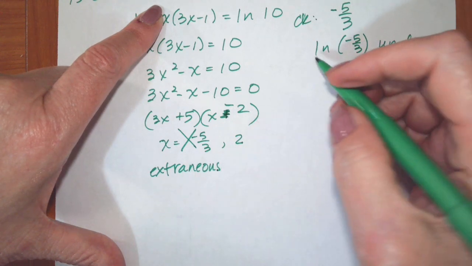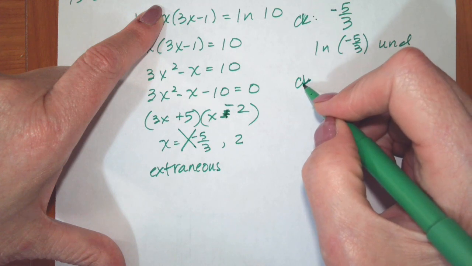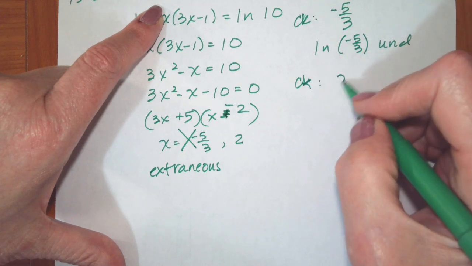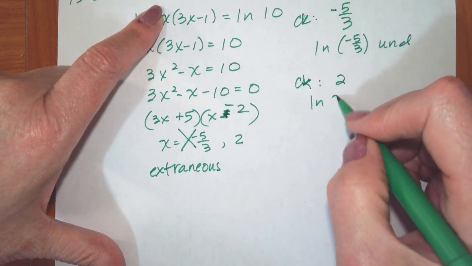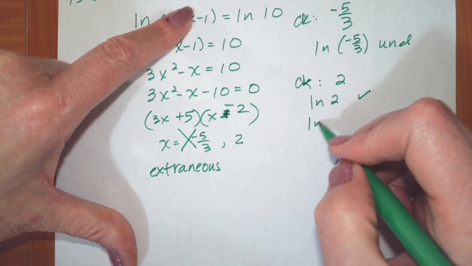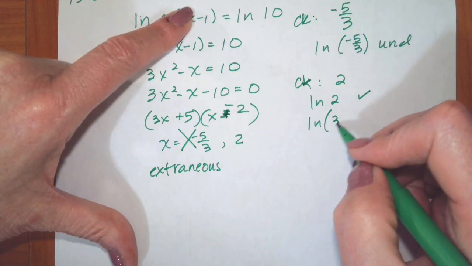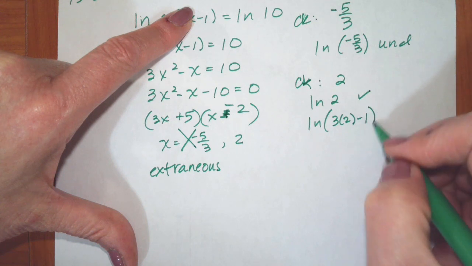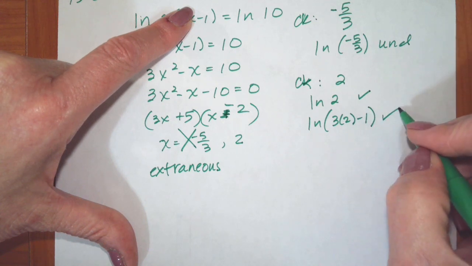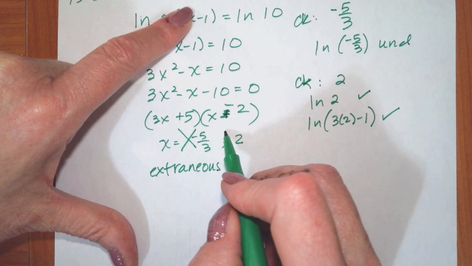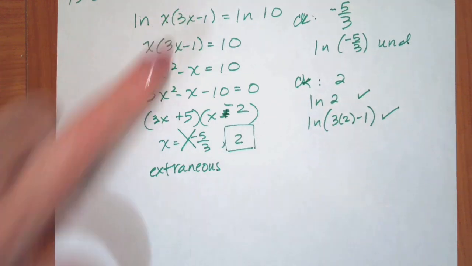Okay, so let's check 2. So the natural log of 2 is okay. The natural log of 3 times 2 minus 1 is the natural log of 5, which is okay. And then the natural log of 10, so 2 is a solution.